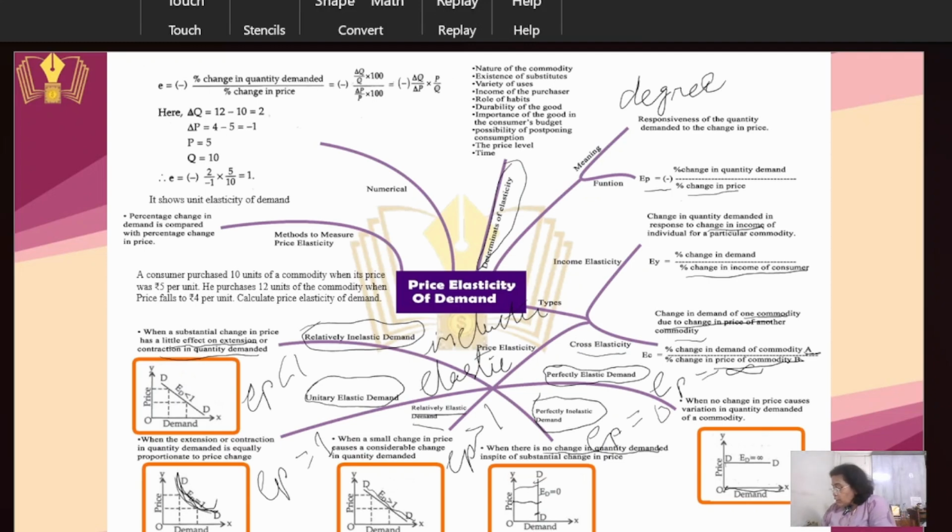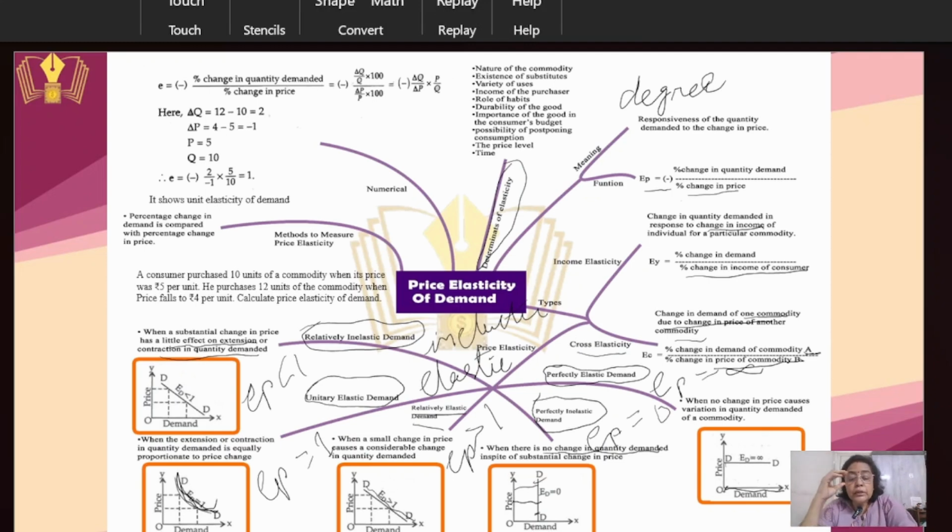Next, possibility of postponing consumption. If there is a possibility to postpone consumption of the good, obviously it will have high elasticity of demand. But if there is no possibility to postpone its consumption, say food grain, then it will be relatively inelastic. If you write about timing: in the short term, price elasticity of demand is relatively inelastic, but in the long run, where everything can be adjusted, it becomes more elastic in nature.